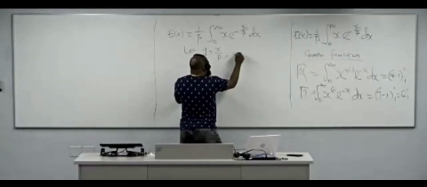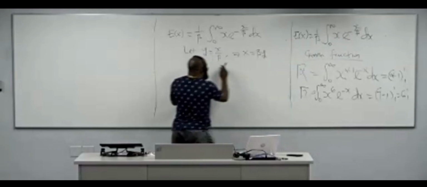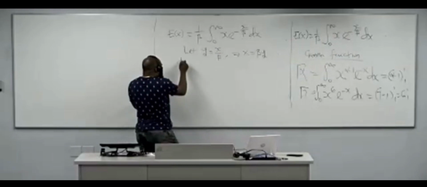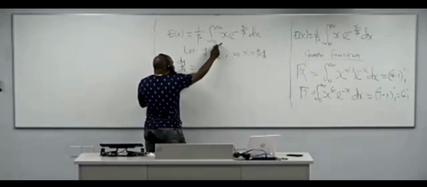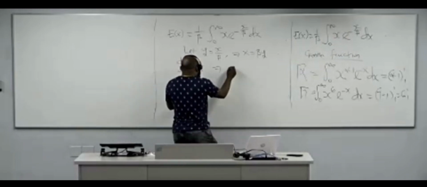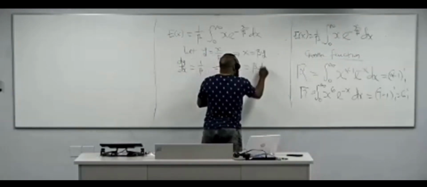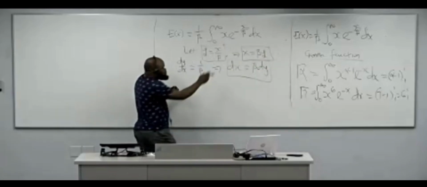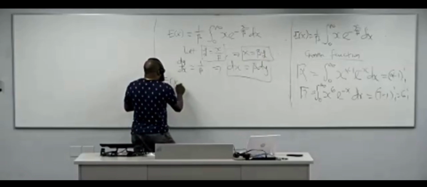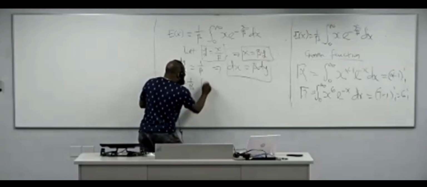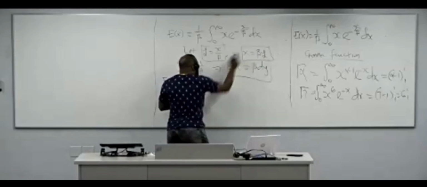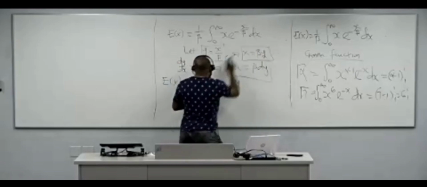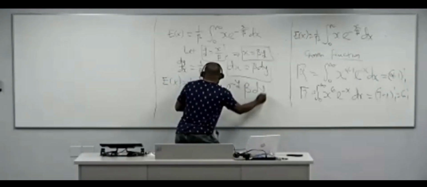Here this implies my x will be equal to beta y. If x equals beta y, I can no longer use the x. The x here is 1 over beta, and the s is going to be equal to beta y. So I need this one, this one, and this one. If I want to write this again, I'm going to have 1 over beta, the integral from 0 to infinity, and instead of x, I'm going to have beta y, and instead of the s, I'm going to have beta y.